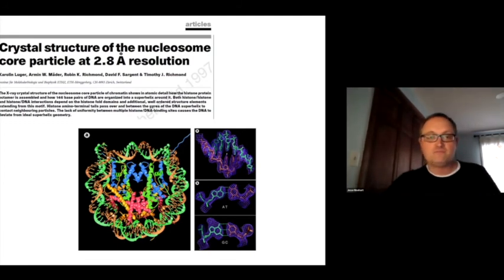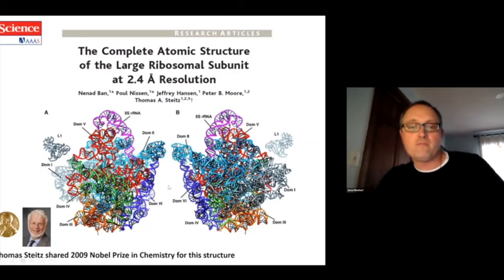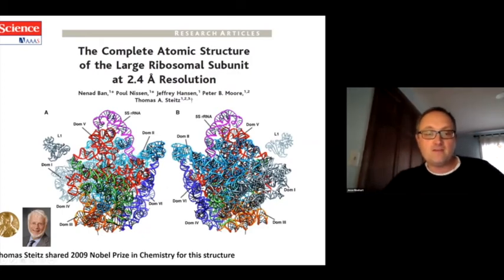Biological information. Another famous complex of proteins and nucleic acids is the ribosome, which was solved here at Yale by Tom Steitz's group. And this work was so important that it won the Nobel Prize in 2009. And this work allowed for 2.4 resolution of the entire ribosome, the large subunit, and you could tell the difference between the RNA components and the protein components of this massive molecular machine.